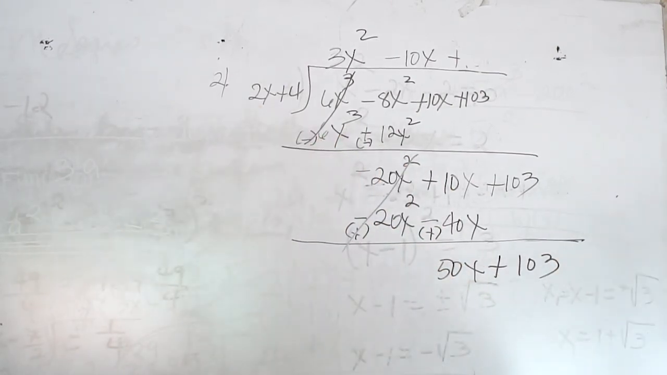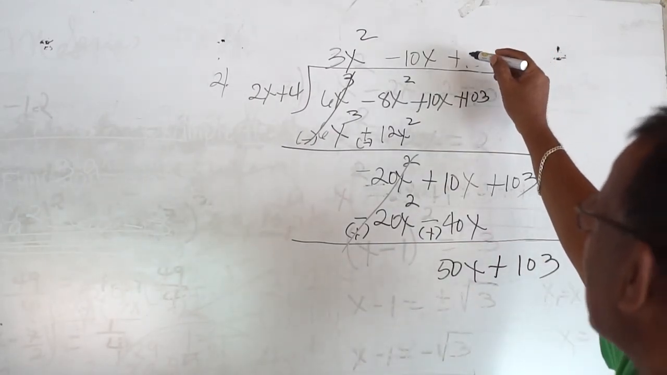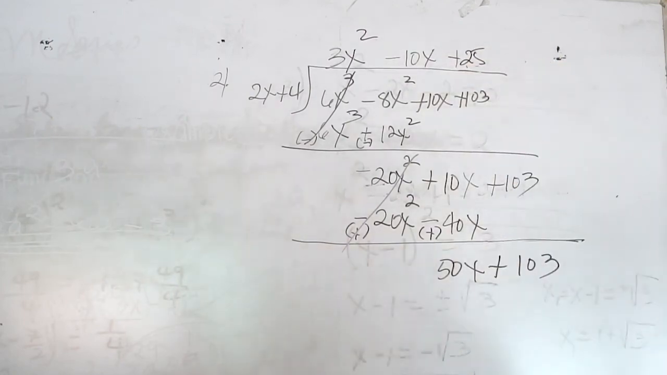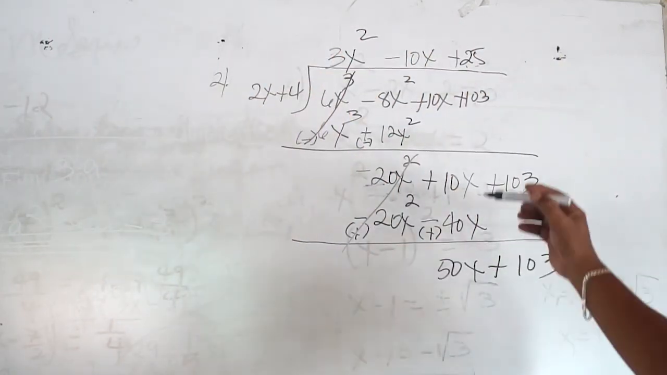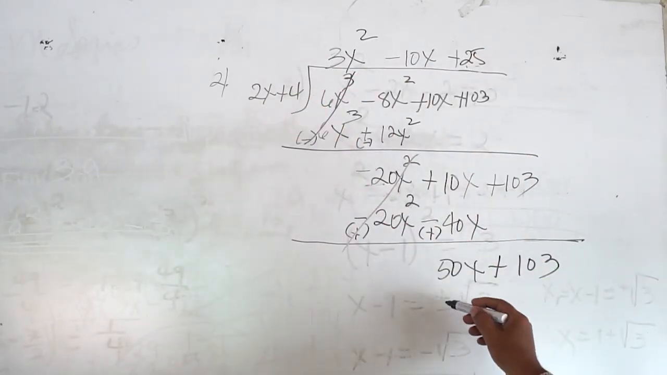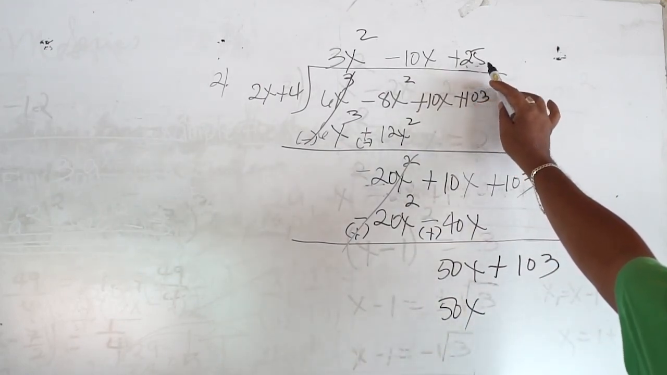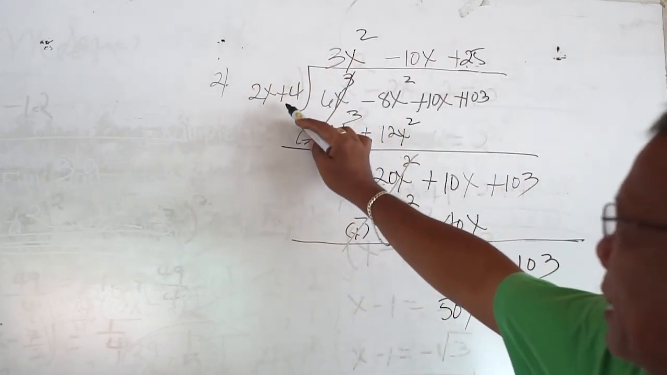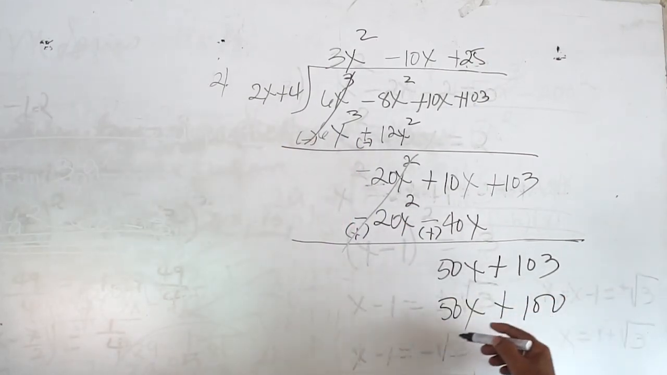Then next, divide positive 50x by 2x. So the quotient is positive 25. Then multiply the quotient to the entire divisor. Positive 25, multiply it by 2x, so we have 50x. Then positive 25, multiply it by positive 4, the result is positive 100.